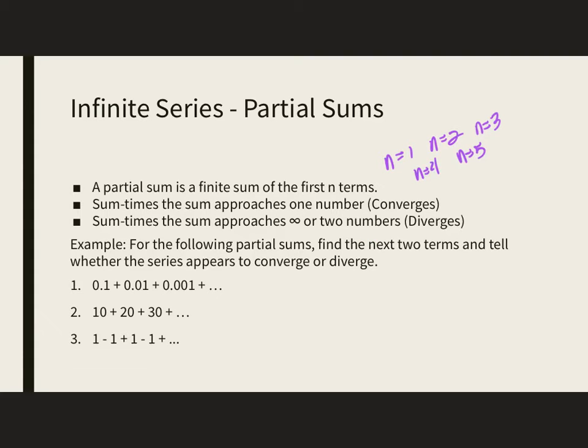Let's take a look at an example that includes one of each of these situations. For the following three partial sums, find the next two terms and tell whether the series appears to converge or diverge. Number one, we have three terms there already, and I see that it's 0.1, 0.01, 0.001, so I'll write down the next two terms. The fourth term has 3 zeros before the 1. The fifth term has 4 zeros before the 1. I'm starting to notice that these numbers are approaching 0, which means that the sum is going to converge.